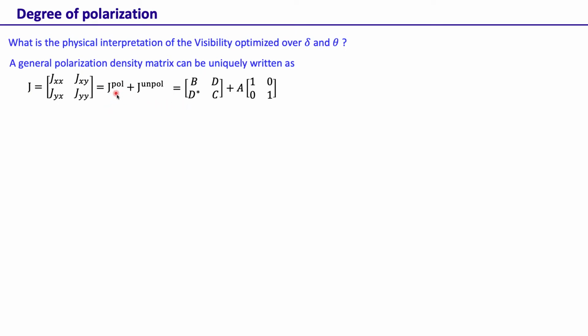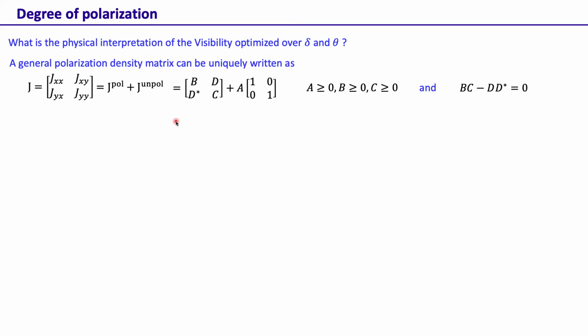So, what is J polarized? This is of the form B, D, D star, C, and J unpolarized is just 1 0 0 1, and we are multiplying it by this A, which decides the proportion of the unpolarized part versus the polarized part. And of course, A, B, C have to be greater than 0 and BC minus DD star equal to 0. So, that's how a generic density matrix can be written.